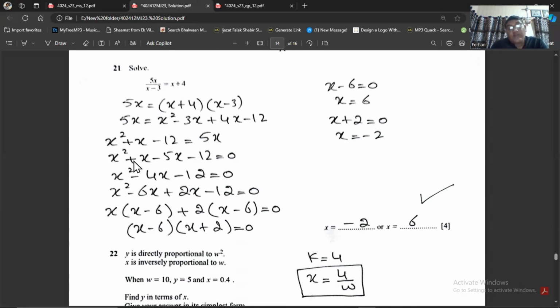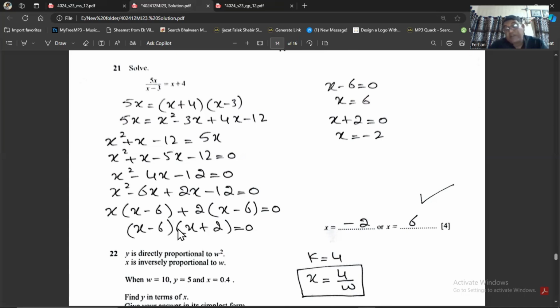So you will have x square plus x minus 5x minus 12 is equal to 0. So it will be x square minus 4x minus 12 is equal to 0. So you will have x square minus 6x plus 2x minus 12 equals to 0. So I will take x common, so it will be x minus 6 inside the bracket. From the last two terms, I will take 2 common, so in the bracket, I will have x minus 6. And then I can take x minus 6 bracket common, so the other bracket will be x plus 2.